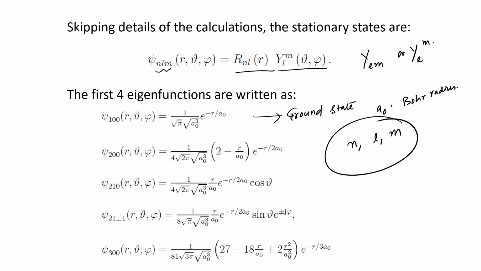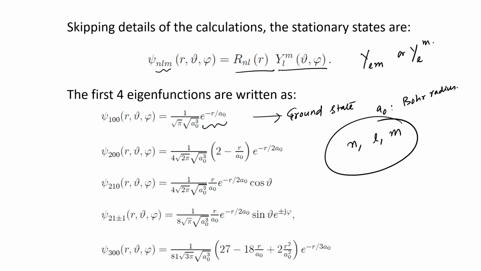And because of this, n can take values from 1, 2, 3, etc., integer values. l will take values from 0 to n minus 1, and m can take values from minus l to plus l. So, these are 2l plus 1 values, and we will see how these interlinked dependencies give rise to the degeneracy.